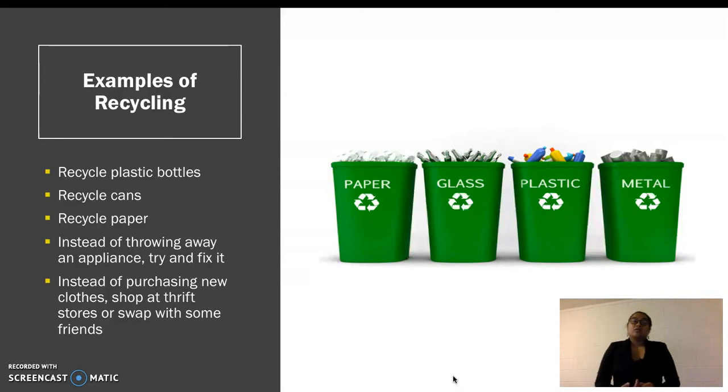Examples of recycling: recycle plastic bottles, recycle cans, recycle paper. Recycle everything that is designated to be recycled. Another example is, instead of throwing away an appliance, try and fix it. It's so easy to just throw it away, but where does that go? And how long does that take to biodegrade? Another example is, instead of purchasing new clothes, shop at thrift stores or swap with some friends. A lot of waste is actually materials from clothes, and clothes that don't need to be purchased because the clothes that you have are just as good.